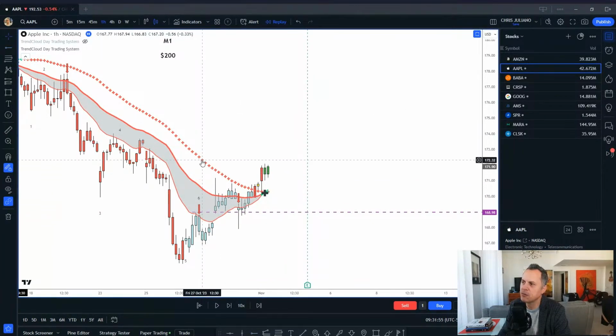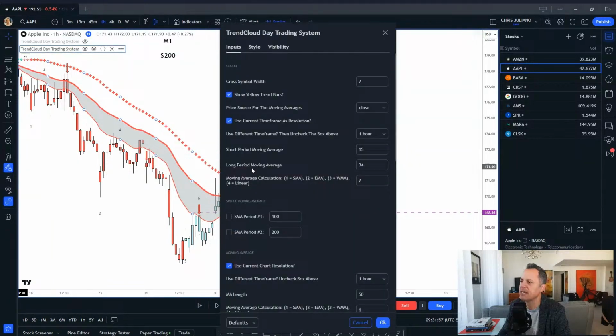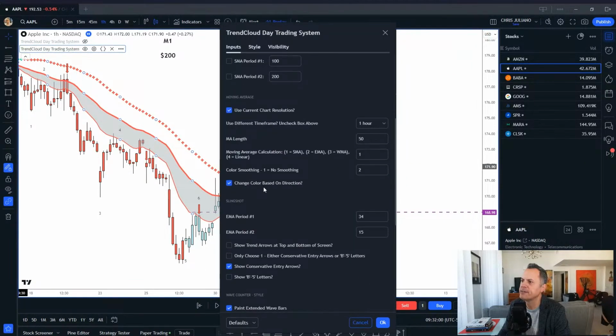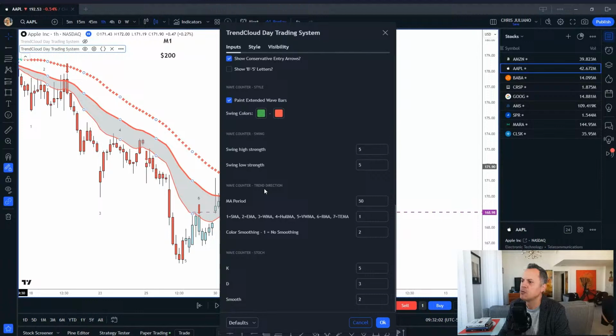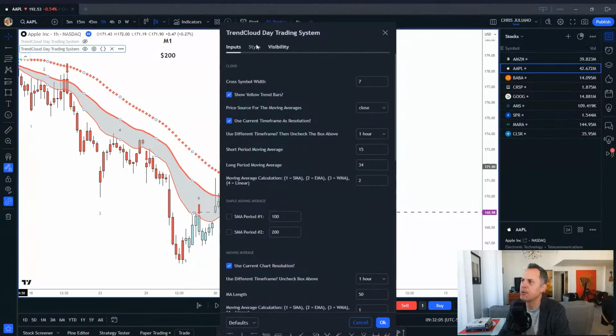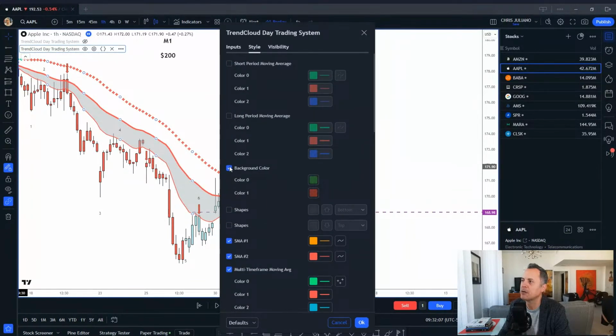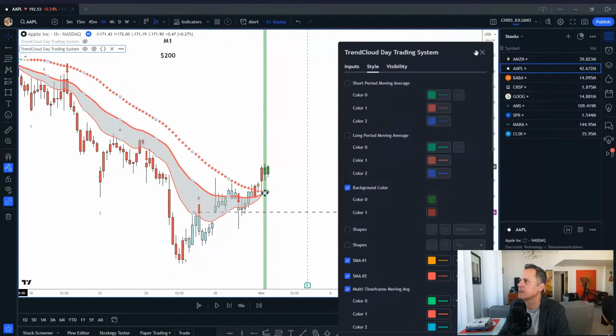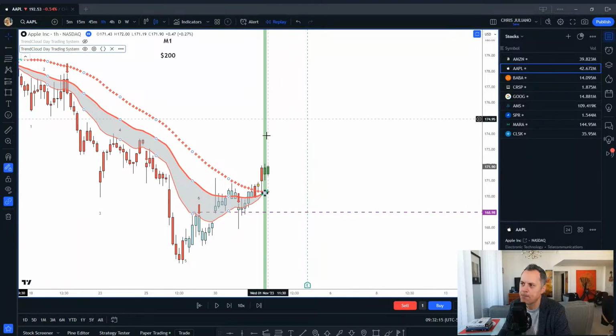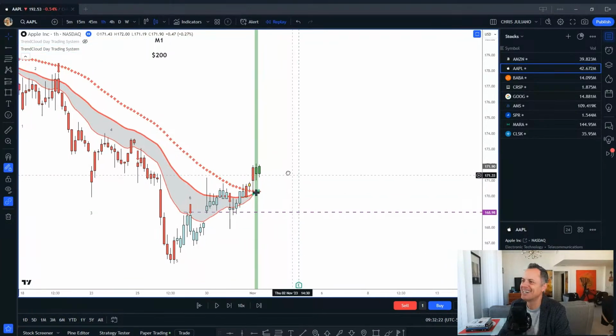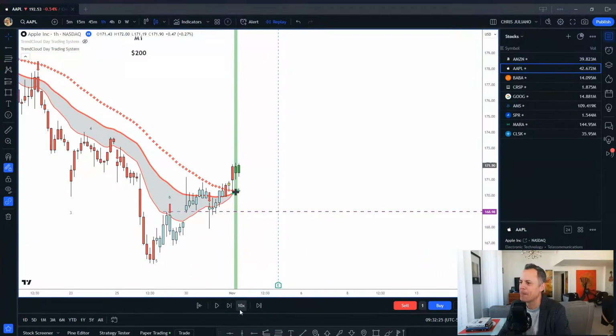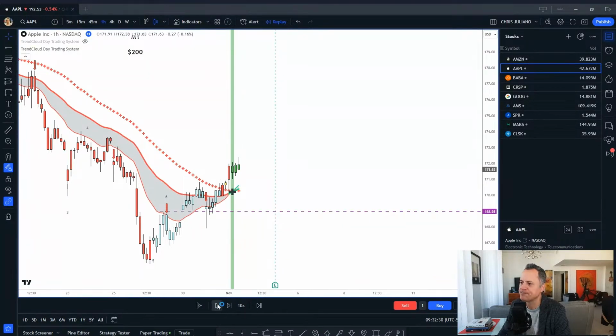And what you could do on TrendCloud, I made it so that if you wanted to, you can put the background color on there like that. So if you just click onto background color, it'll make a nice buy line for you. Okay. And what are you laughing at? So right there, you can look for those option chains. Okay. Moving forward.